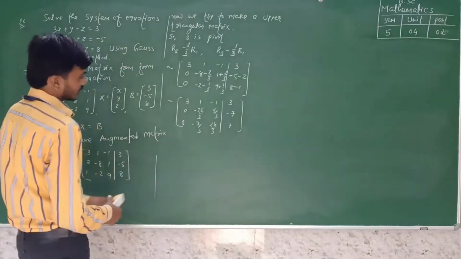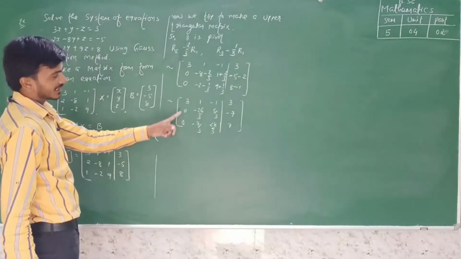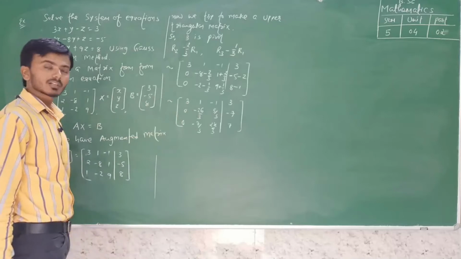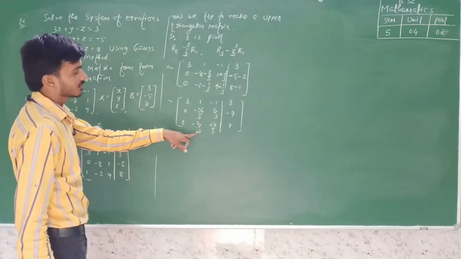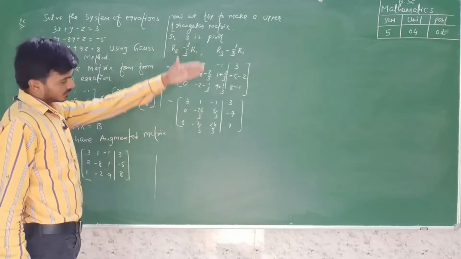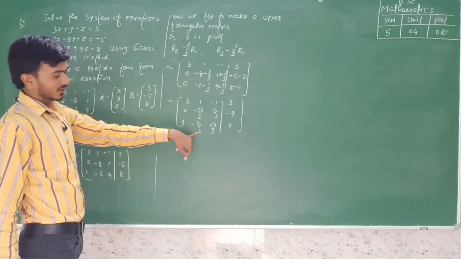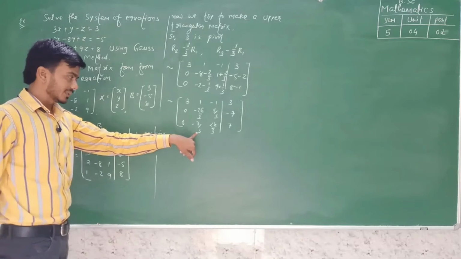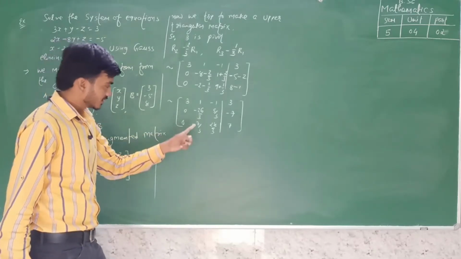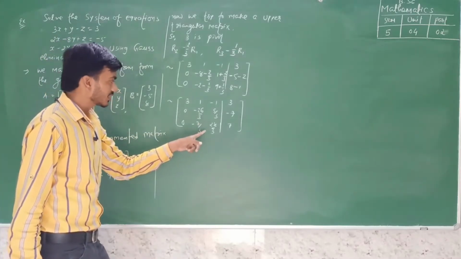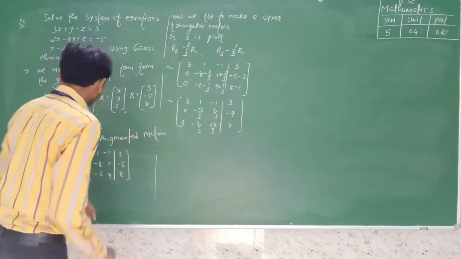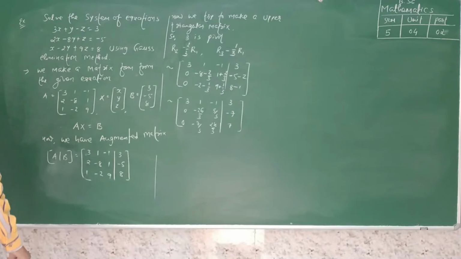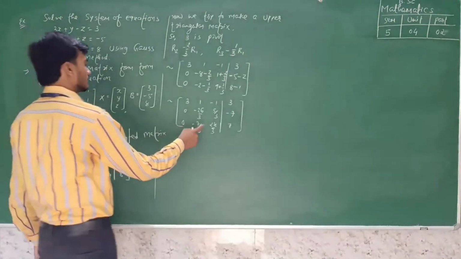So now these two elements are 0. We can make an upper triangular matrix, so these elements can also be 0. So here minus 7 by 3 is there. In this element, plus 7 by 3 is added, so these elements can be 0. So plus 7 by 3 value is added into the third row.